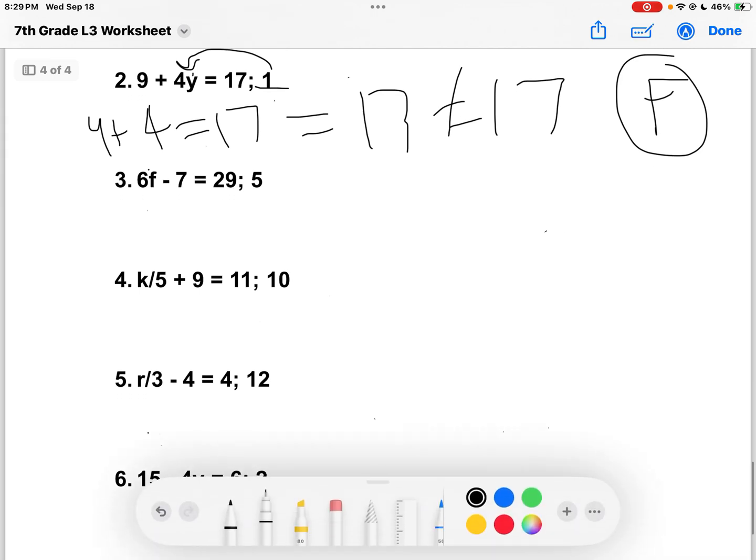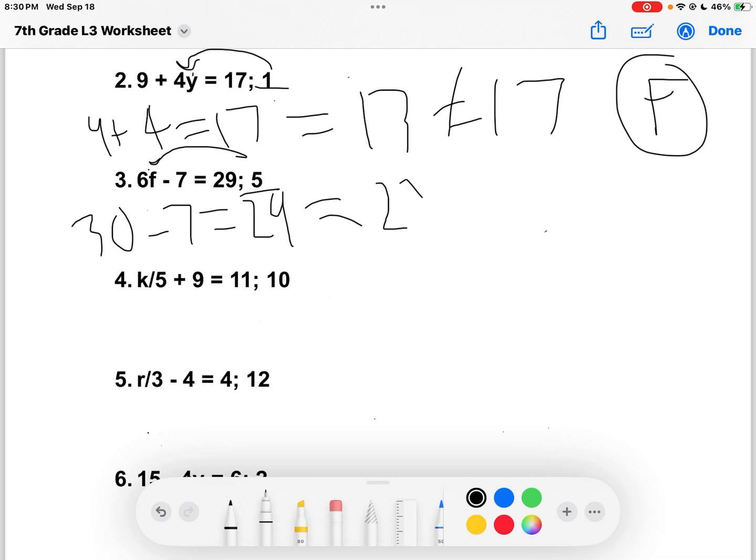Over here, it's 5. Plug it into f. 6 times 5 is 30. Minus 7 equals 29. But 30 minus 7 is actually 23. So it does not equal 29. So this will be false.